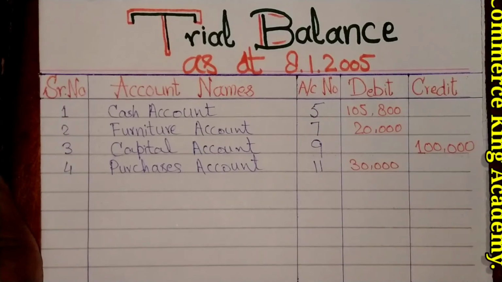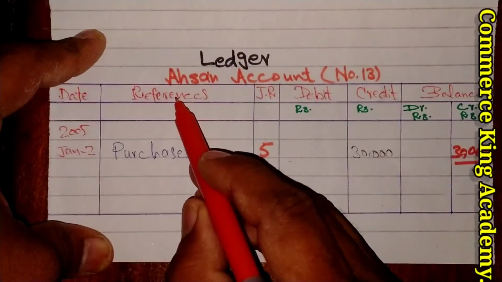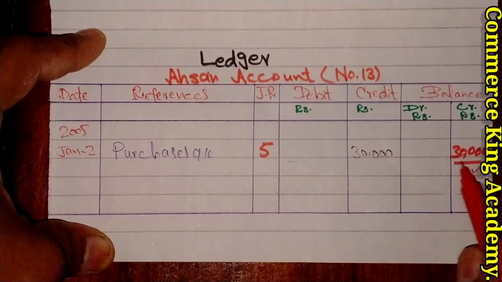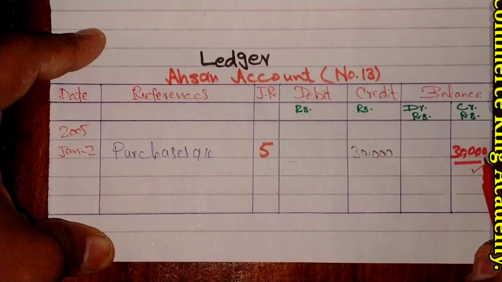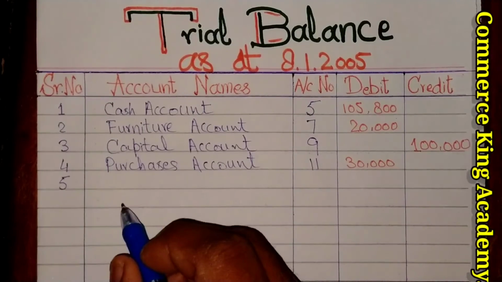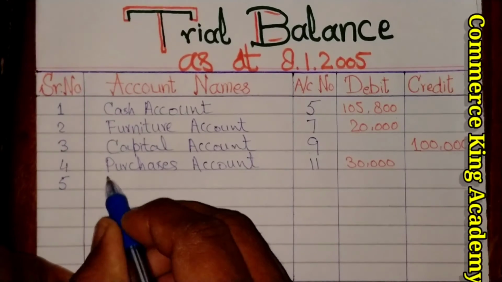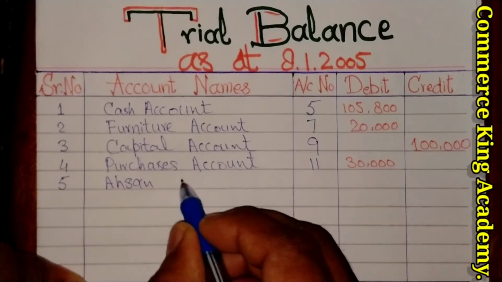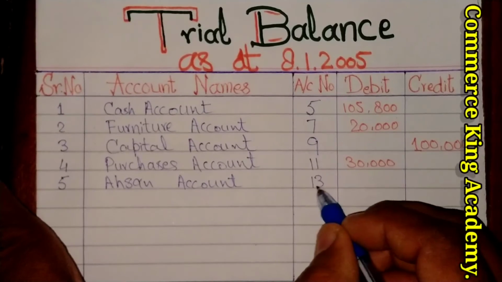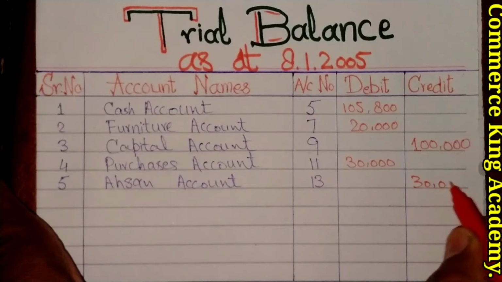Next ledger account is Ehsan account with ledger folio number 13, having a credit balance of 30,000 rupees. So the next number in serial is 5, account name is Ehsan account, with account number 13, having a credit balance of 30,000 rupees.